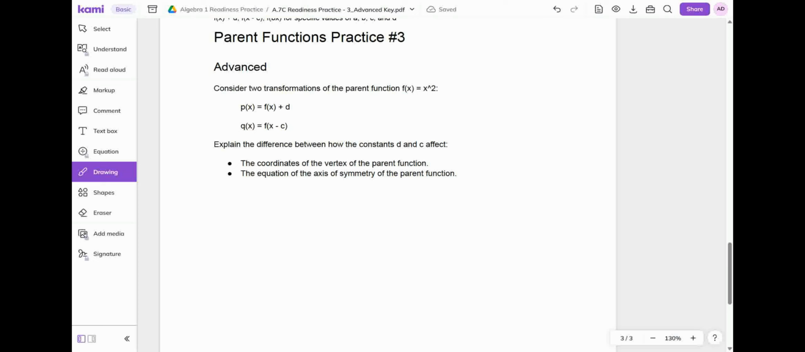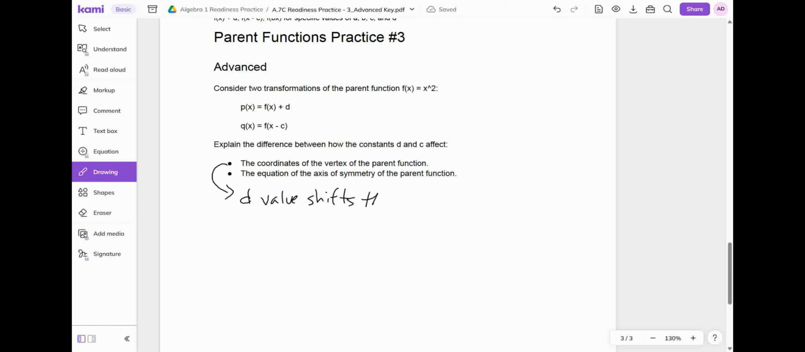All right, so we've got two functions, p of x and q of x, and we simply need to discuss the difference between the d and c. Okay, so what happens here? On the coordinates of the vertex and the equation of the axis of symmetry. Okay, the vertex. Well, let's do this first one first. Okay, so the d value, what does it do?